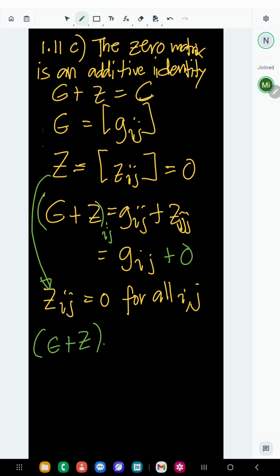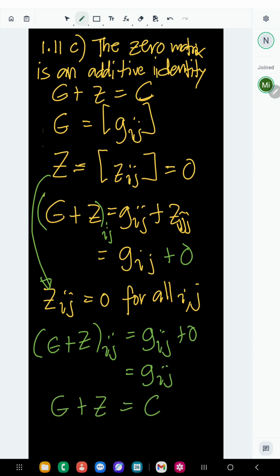G plus Z sub ij plus 0. So this is just equal to G sub ij. Yeah? And then you can conclude that G plus Z is equal to G. So the zero matrix Z is the additive identity for matrix addition. You got that?